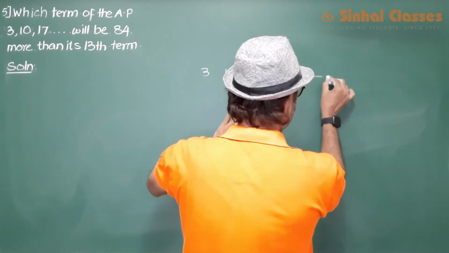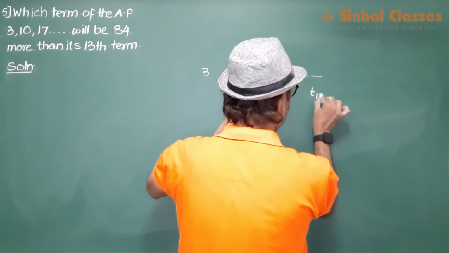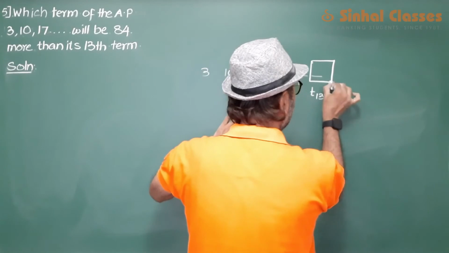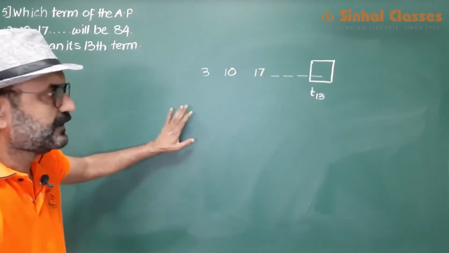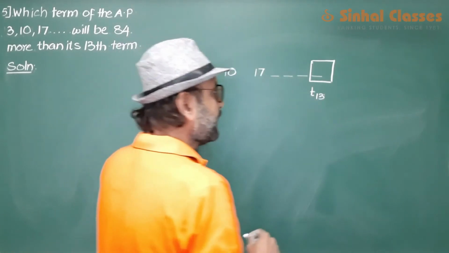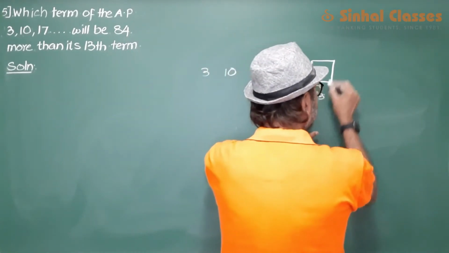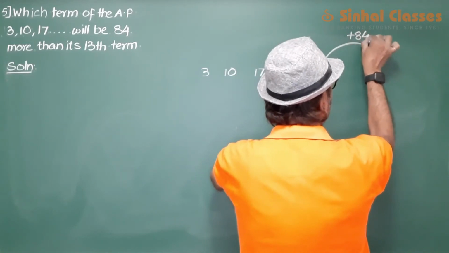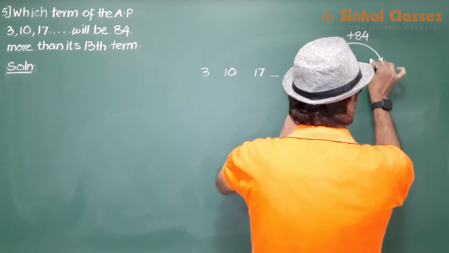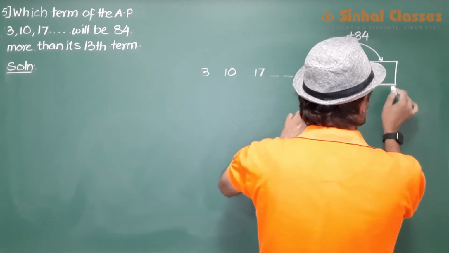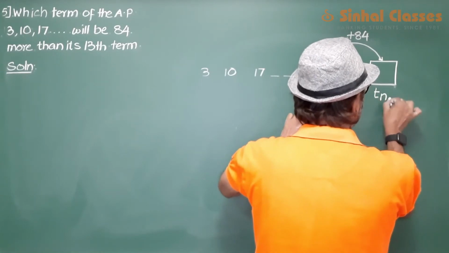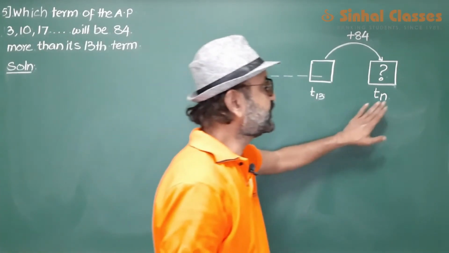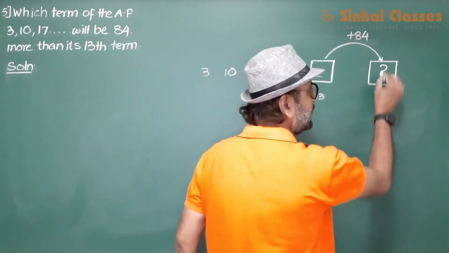So somewhere here you have the 13th term, which we don't know how much it is. We don't know how much is the 13th term. In the question it is given that which term of an AP is 84 more than the 13th term. So it is 84 more than the 13th term. You are asked to find out which term. That means you have to find out this n.